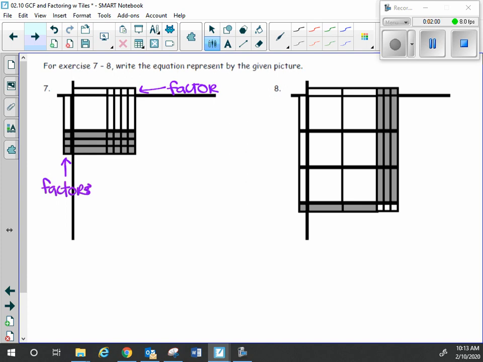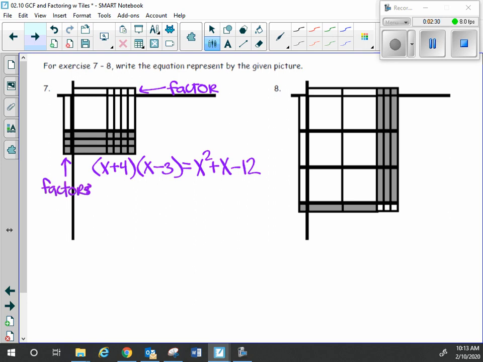So looking at your factors, how would I write that top factor? X plus 4. The side factor. X minus 3. When you multiply those together, what is the center? X squared plus x minus 12. Very good.